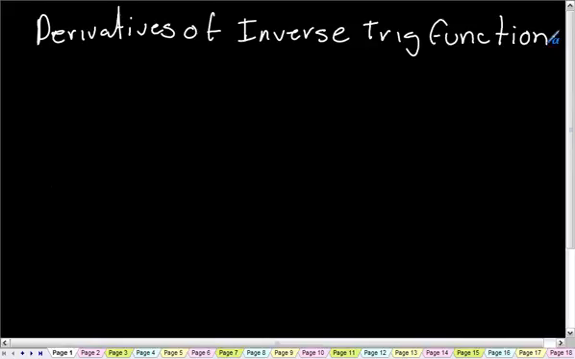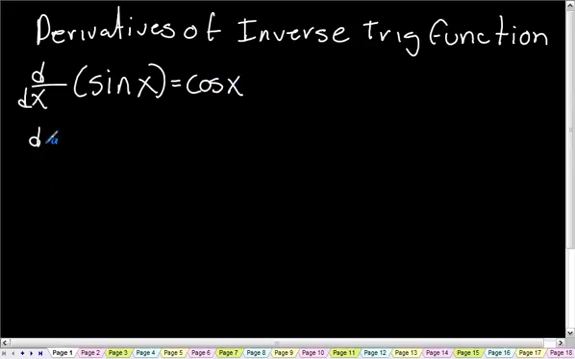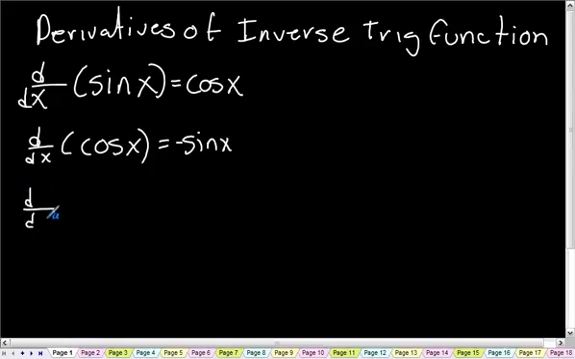The first one is the derivative of regular trig functions. The derivative, for example, of sine of x is cosine x. You just have to memorize it. The derivative of cosine x is negative sine of x. And the derivative of tangent of x is equal to secant squared x. That you have to memorize. Three more you have to memorize.